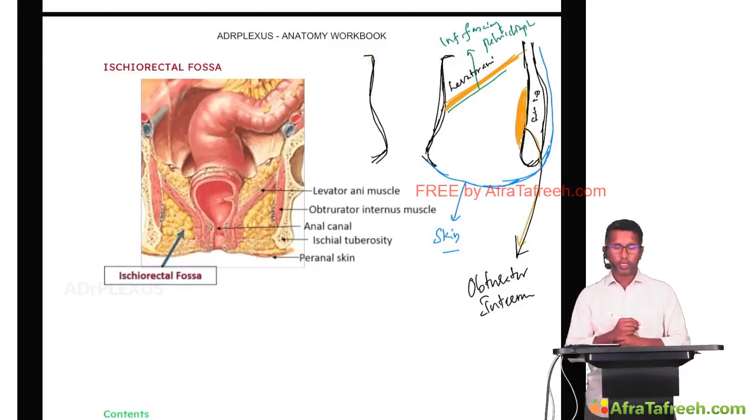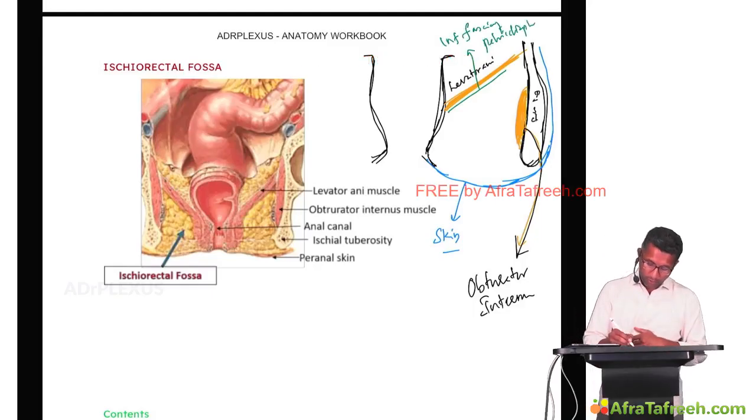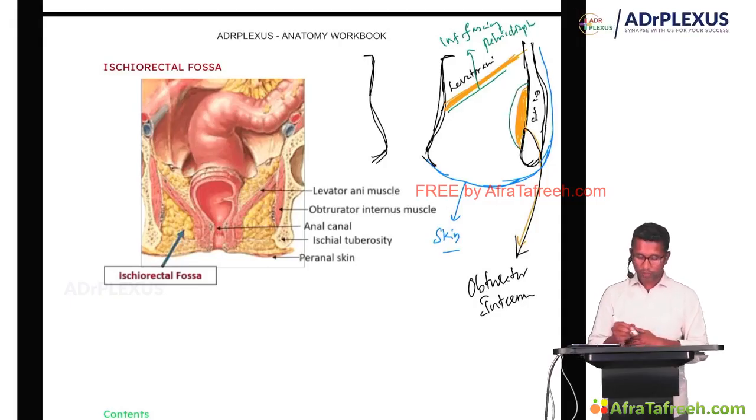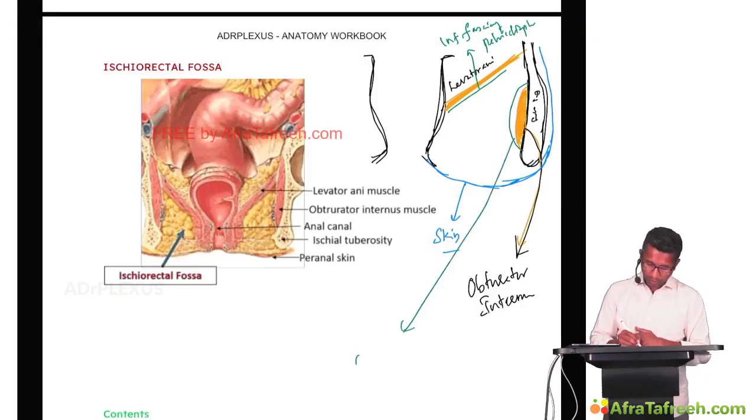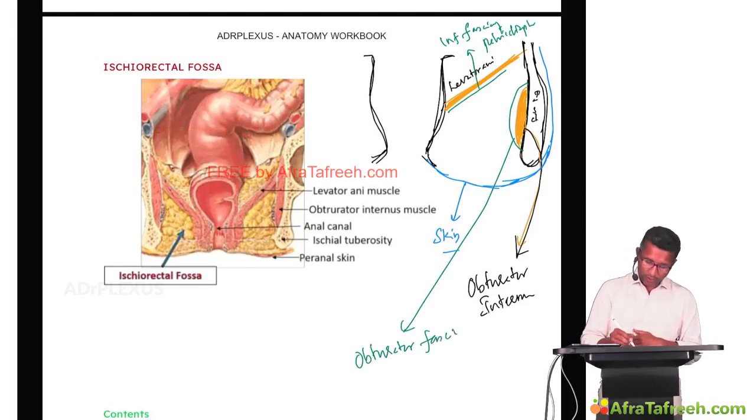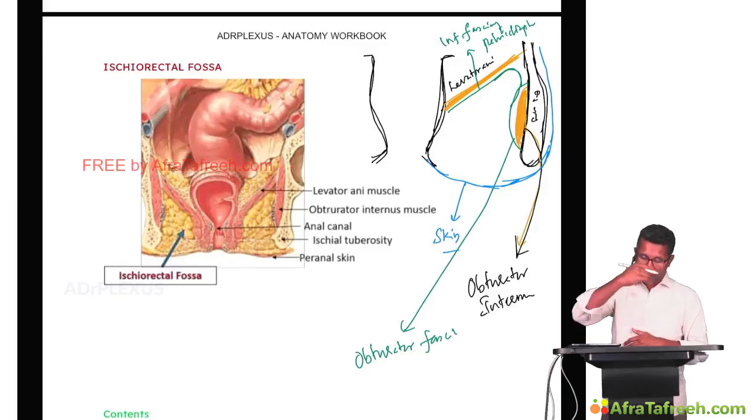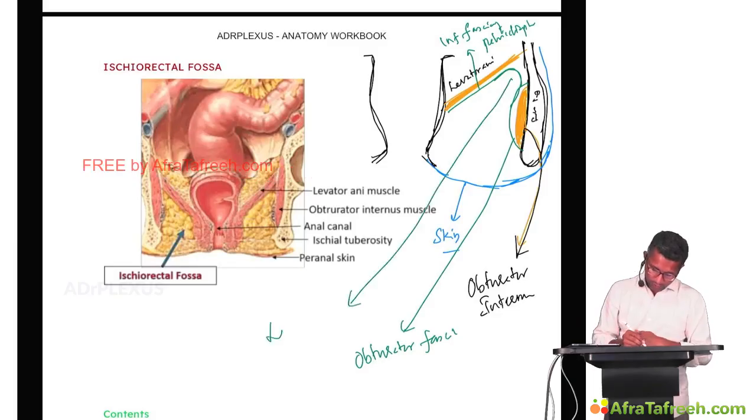And similarly, the obturator internus muscle is covered by a fascia. This fascia is called an obturator fascia. And this obturator fascia goes above and is continuous with the inferior fascia of the pelvic diaphragm. Since they form an arch here, this arch is called the lunate fascia.